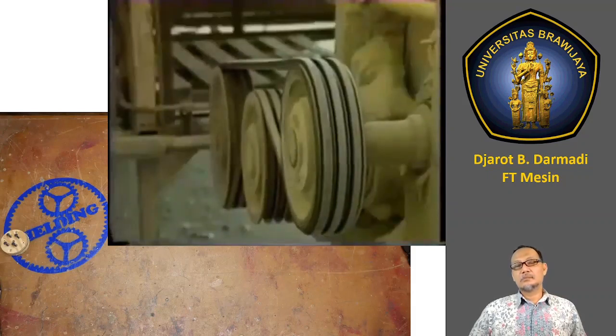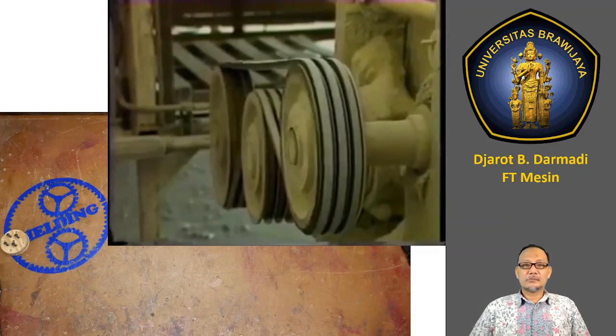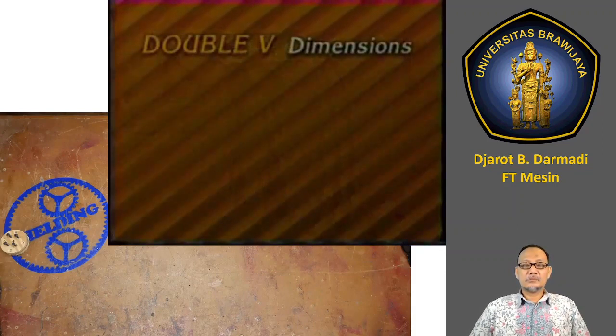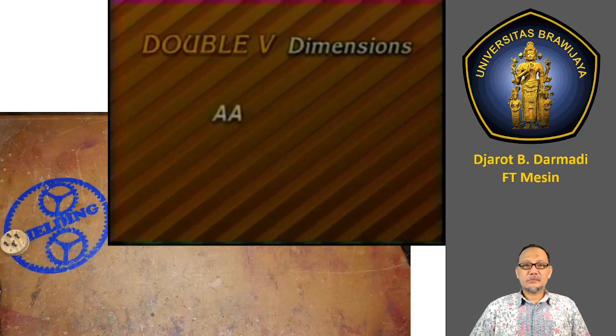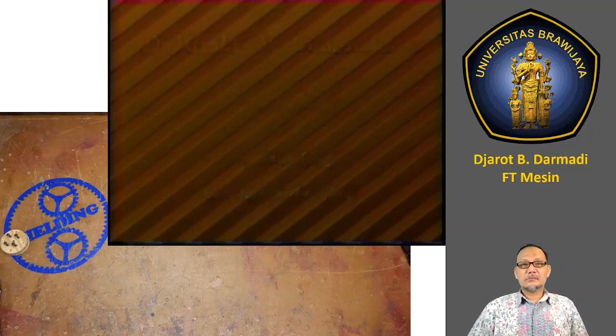The double V belt was designed for these drives because the belt will drive from either its top half or its bottom half. The construction of a double V belt is similar to the classical design. Therefore, the ID numbers are easily identified as AA, BB, and CC. An AA42, for example, is the same as the A42 or AX42 on a standard measure pulley.